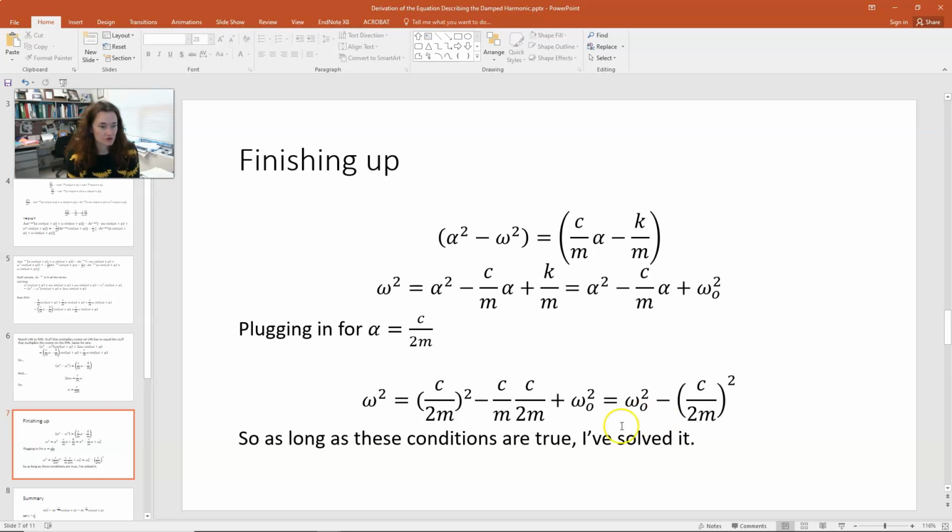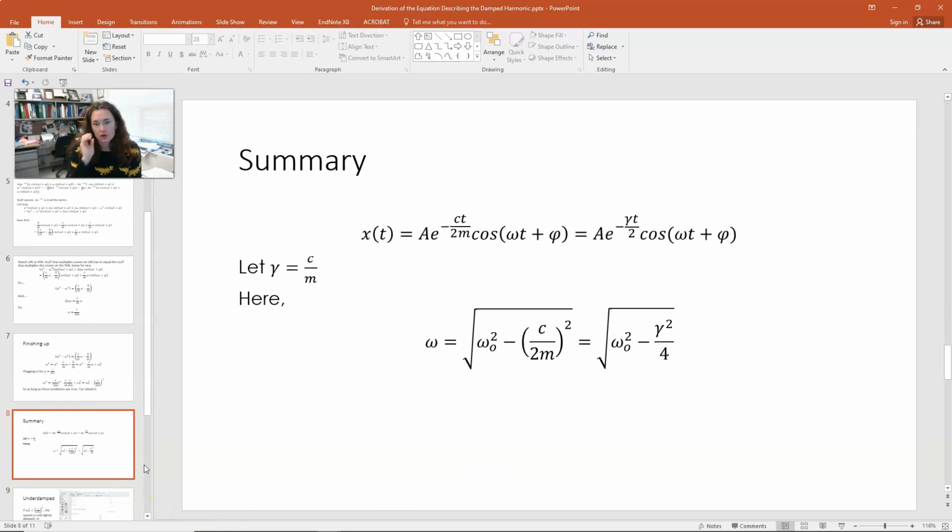Yay, differential equations 1. So what we've got then would be the position with respect to time for our oscillator would be A times e to the minus ct over 2m, because remember it was minus alpha t, but we know what alpha is, and we plug in for it. We get A times e to the minus ct over 2m times the cosine of omega t plus phi.